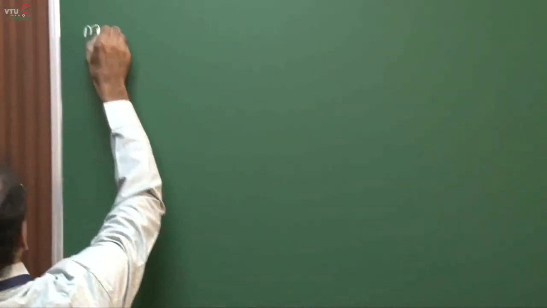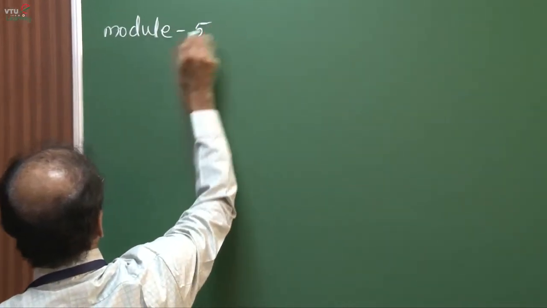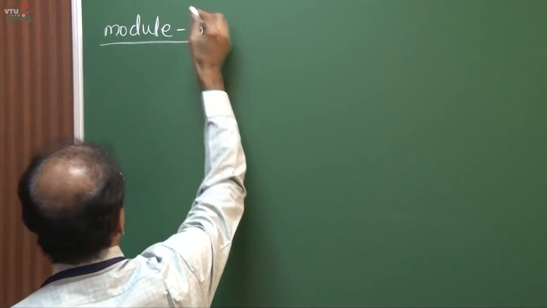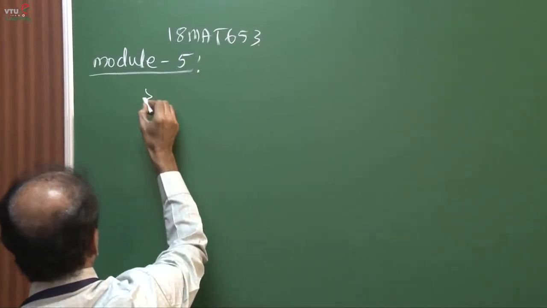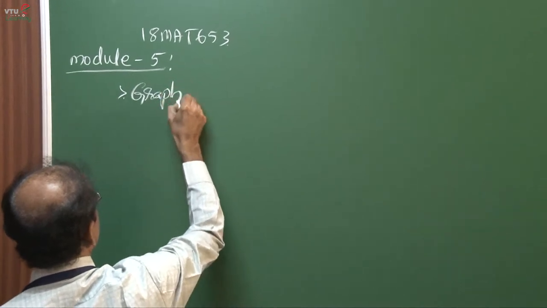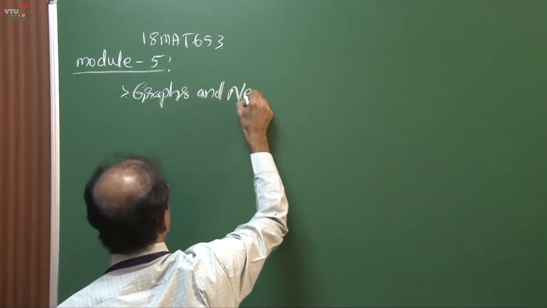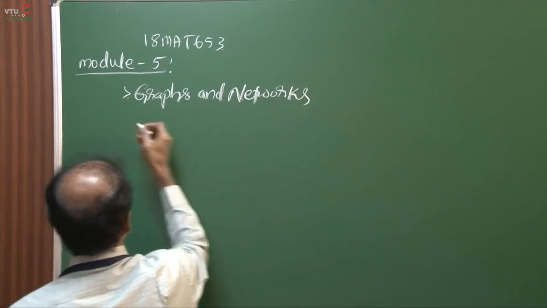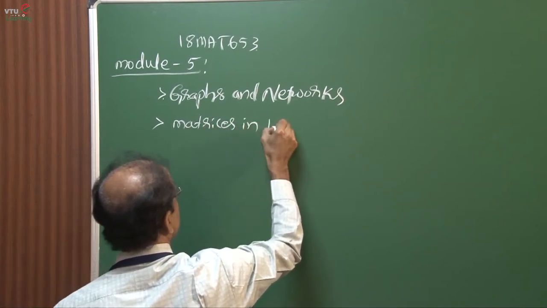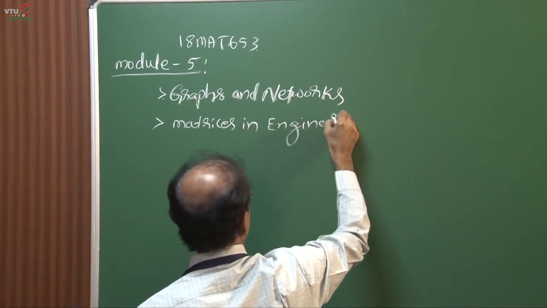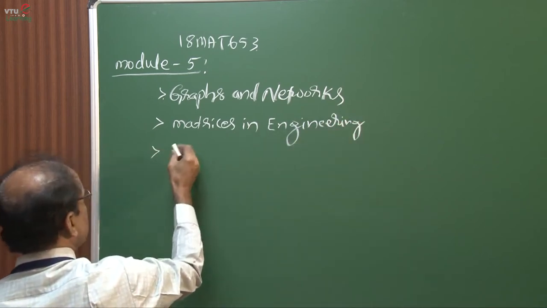So that is what we are going to understand in the first application of this module. In module number 5, that is 18 MAT 653, the first application is graphs and networks. The next one is matrices in engineering. And the third one is computer graphics.